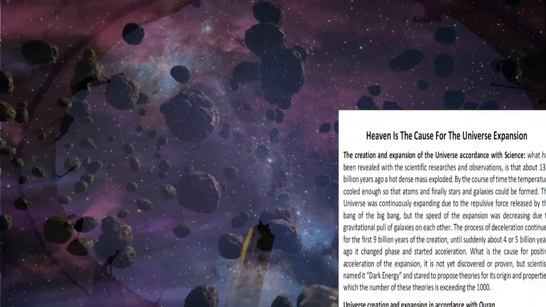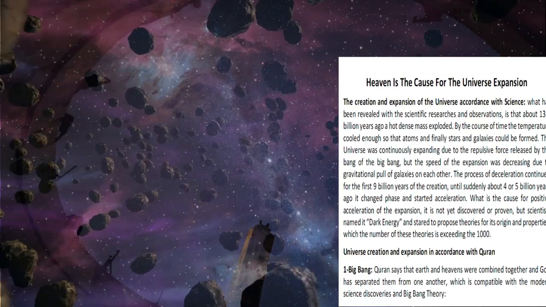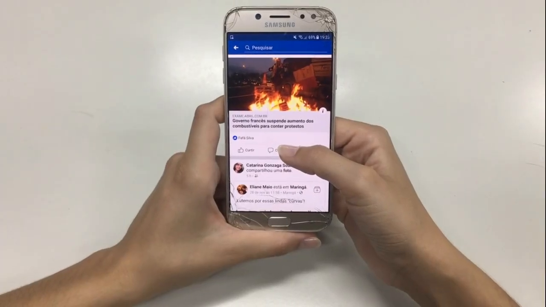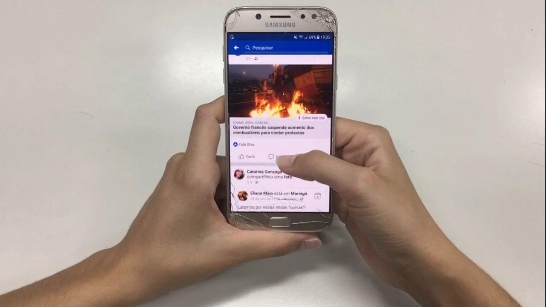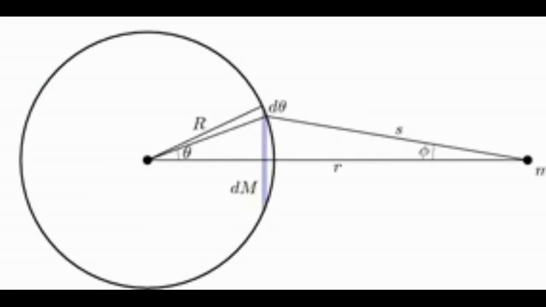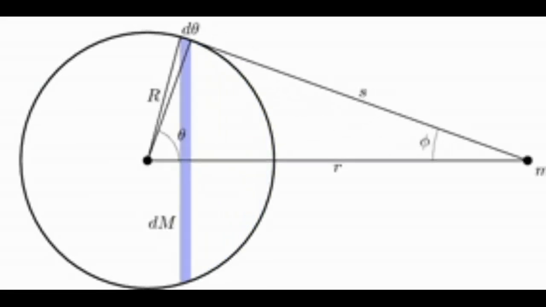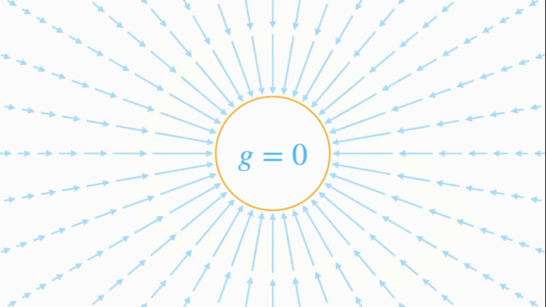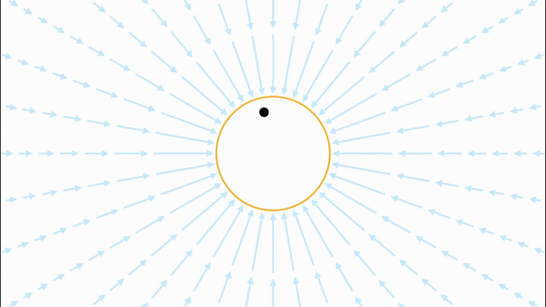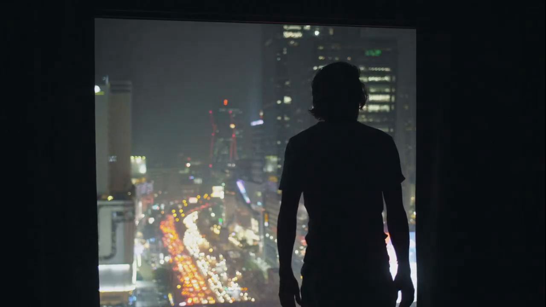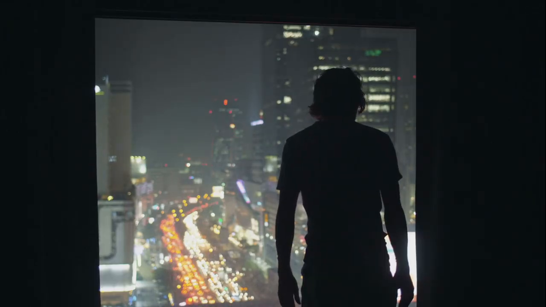After publishing my paper, "Heaven is the Cause for the Universe Expansion," one of my friends messaged me through Facebook and told me that my theory is rejected by the shell theorem that was proven by Isaac Newton. This theorem says that the net gravity on a mass inside a shell would be zero no matter where it is located inside the shell.